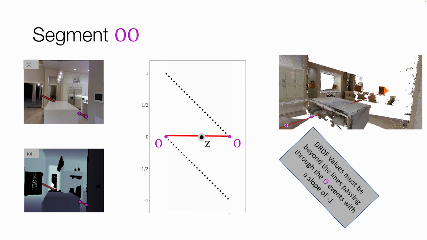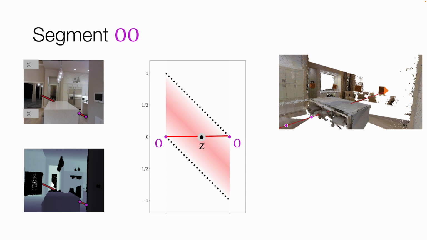This gives us constraints that DRDF values must be beyond the lines passing through occlusion events with slope equal to minus 1. We show a plot of possible DRDF values and how they violate these constraints. The values in red are the largest penalties and the ones in white are zero penalties. This leads to two regions that are permissible, R1 and R2.